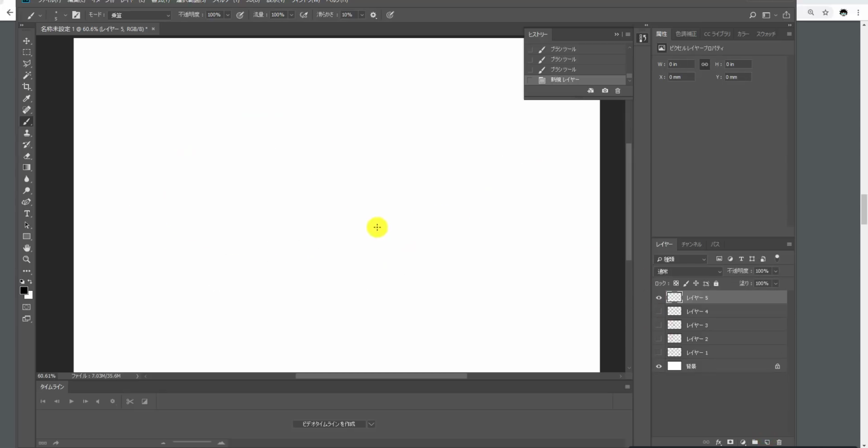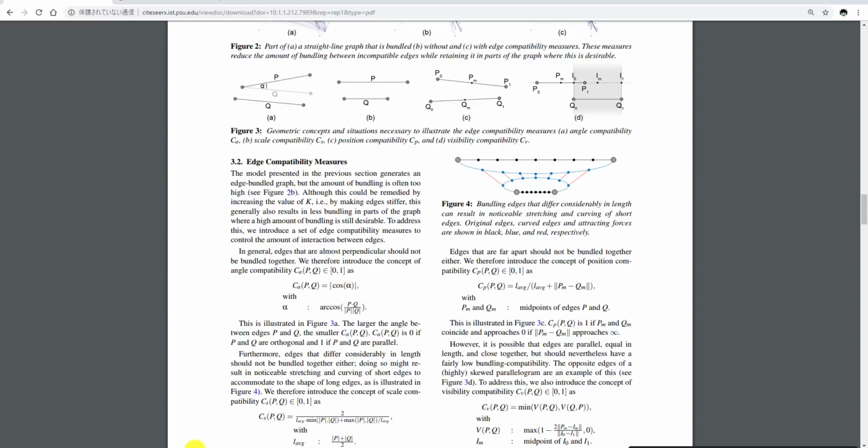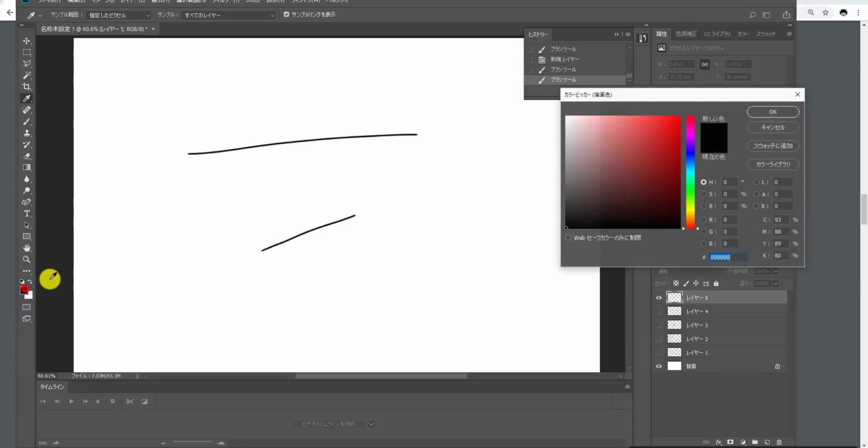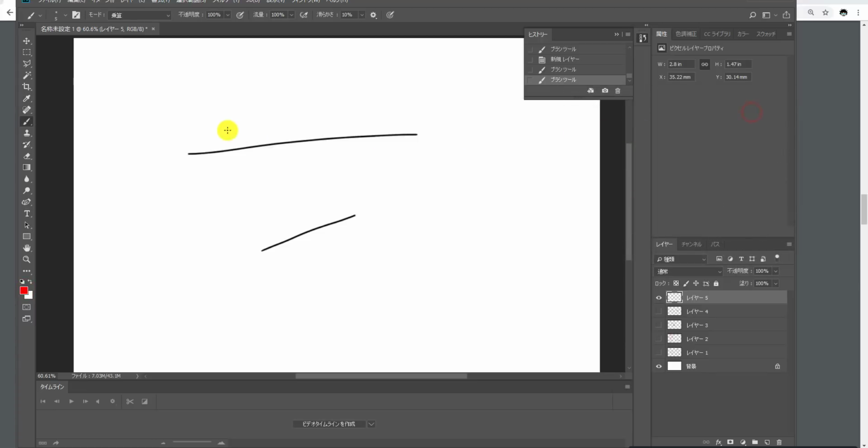Okay, the second compatibility you should consider is scale compatibility. Sometimes you have lines that have different scales like this, but in order to create a spring, you have to resample with the same number of points. So here you have 1, 2, 3, 4, 5, 6, 7, then you should have 7 points for each line, no matter what the scale of the line is.